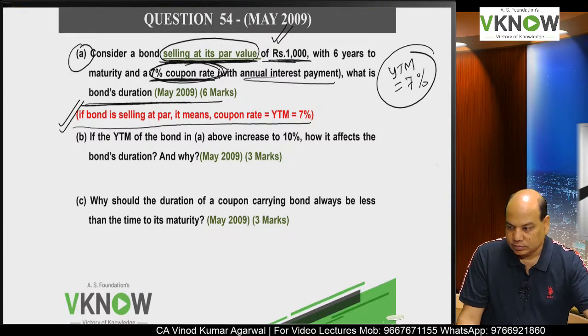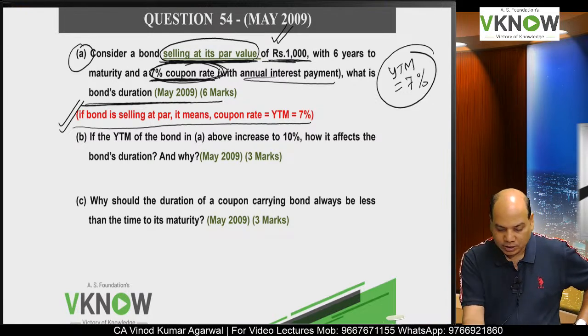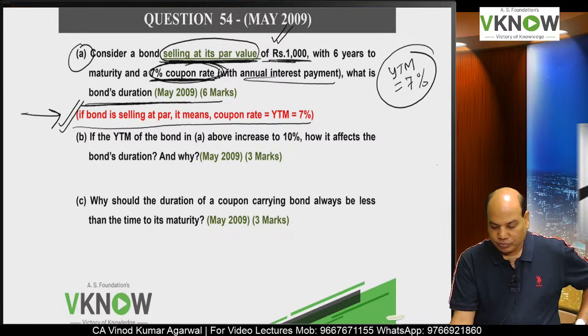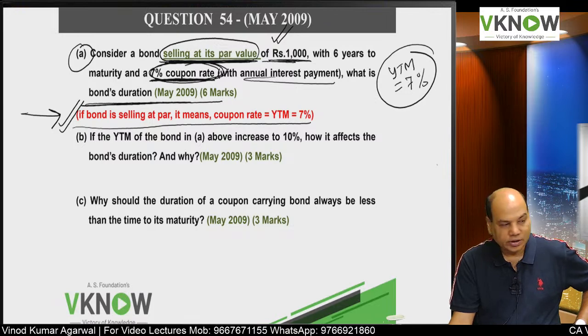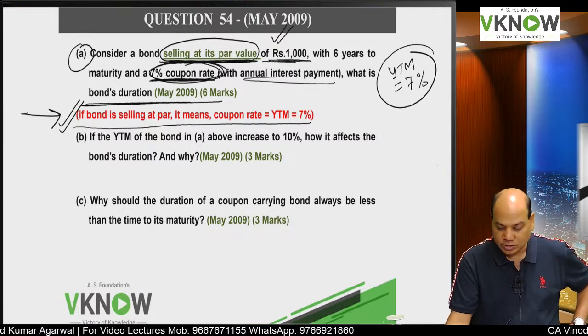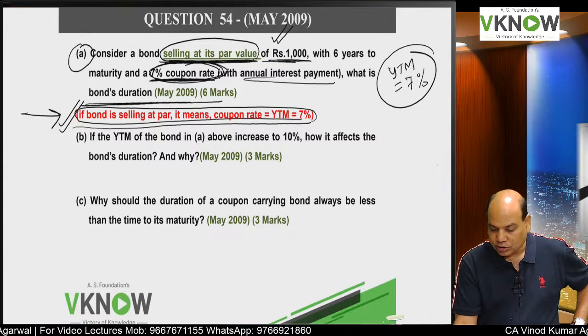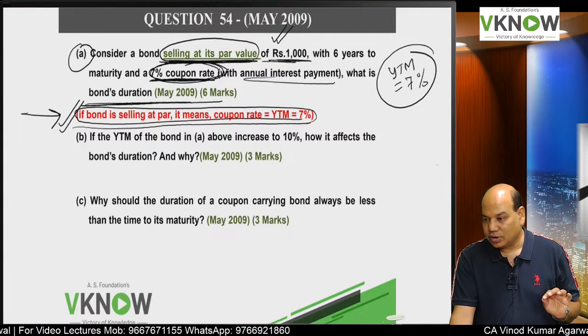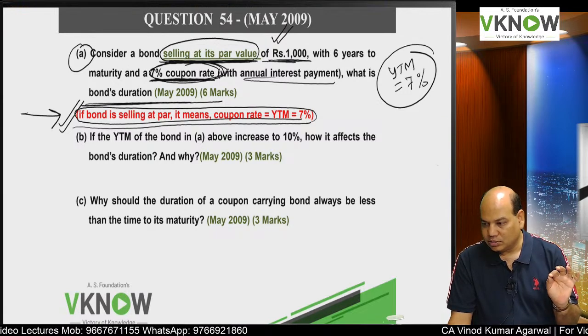If the bond is selling at par, it means coupon rate is equal to YTM is equal to 7%. If you don't know this, then how will you solve this question? Because you will require a discount rate. No need to compute the YTM because you will get 7% only.